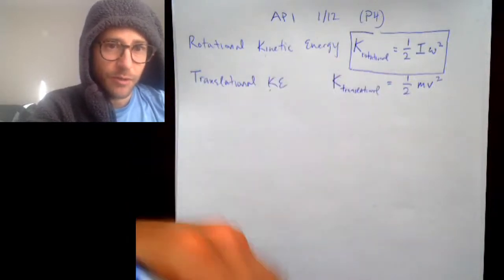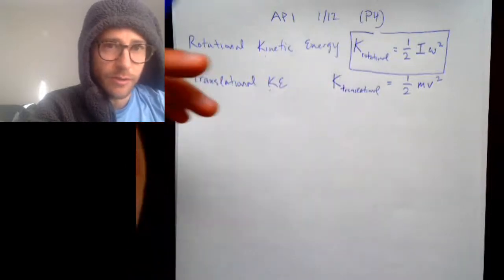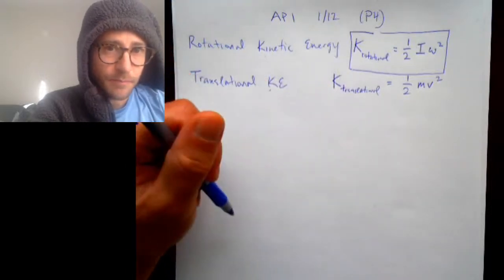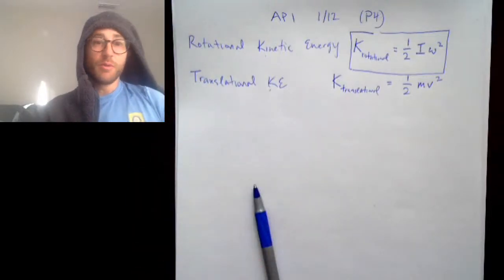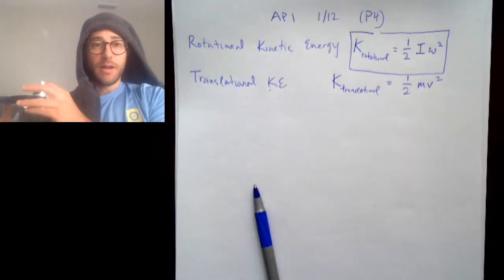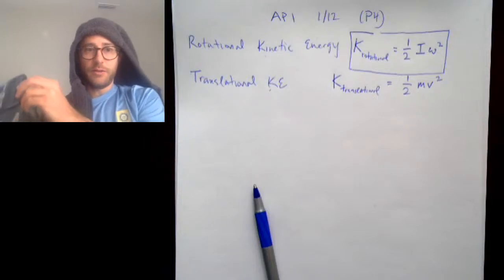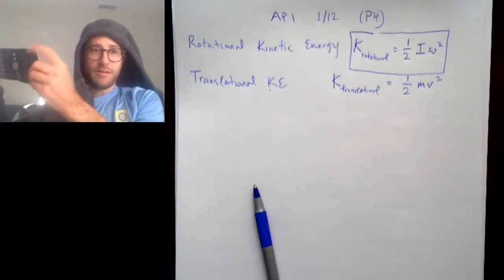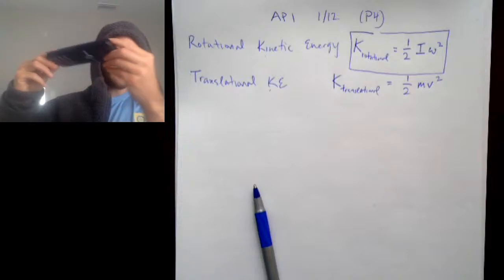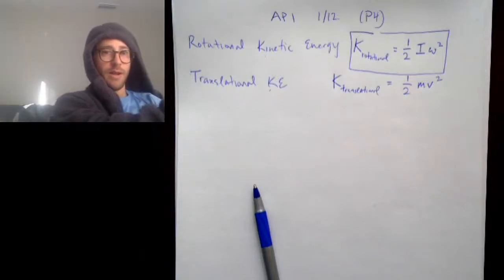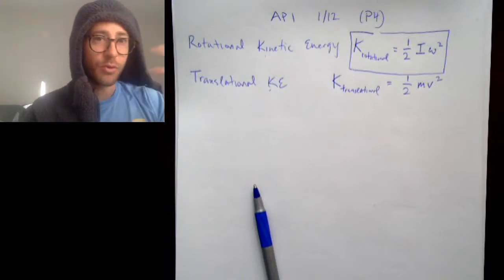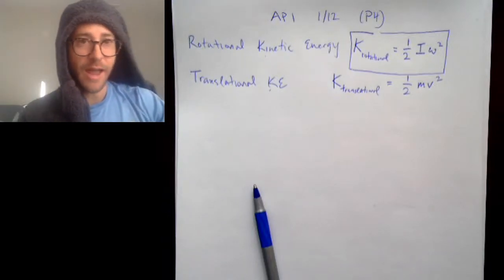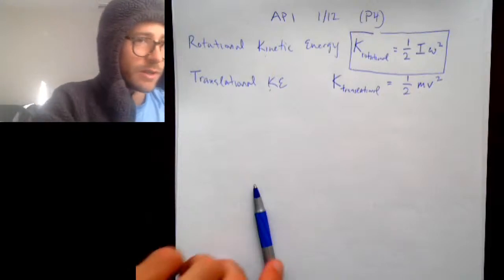All right, if something is spinning, it has rotational kinetic energy. So what if you have something that is moving from point A to point B and it's spinning while it's doing that? So you have something that's spinning, and as it's spinning, it's going from point A to point B. So then it has both translational and rotational kinetic energy.